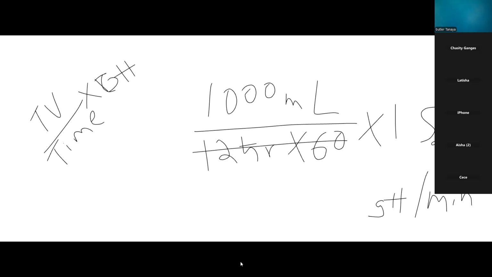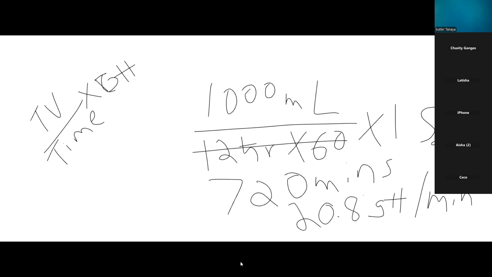All right, so now you're just going to do the math here. So 1,000 divided by 720 times 15. And you should have got 20.83, right? Now, what number rounds this to a whole number? The 8. This is what we use to round it to a whole number. So that's going to make this number a 1. And so that's going to give us 21 GTT per minute.